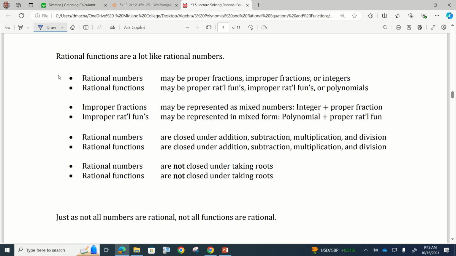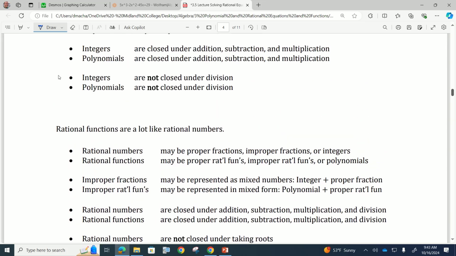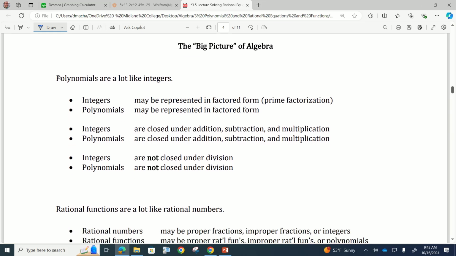But just like rational numbers, not every number is a rational number. There's also irrational numbers. And so there's going to be other functions out there that are not necessarily rational functions that we might talk about later in the semester, next math class you take. But this is kind of like the 10,000 foot view, the big idea of what we're talking about in algebra.